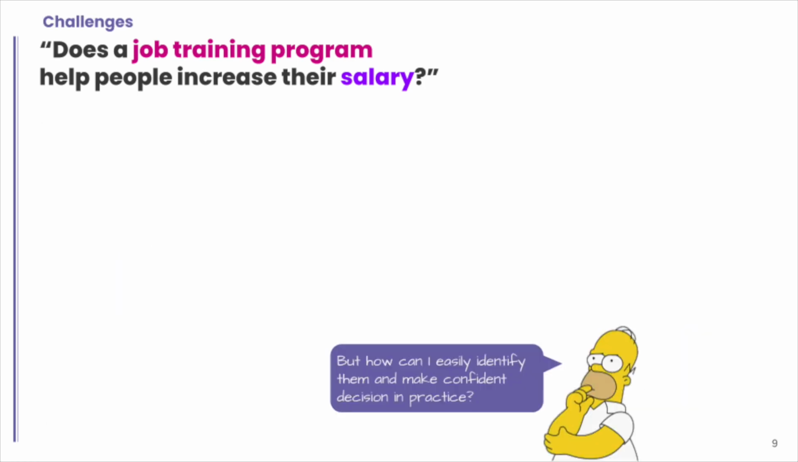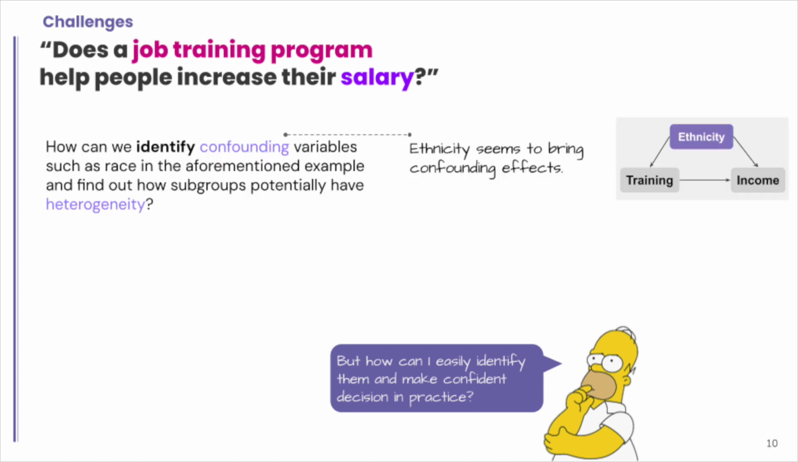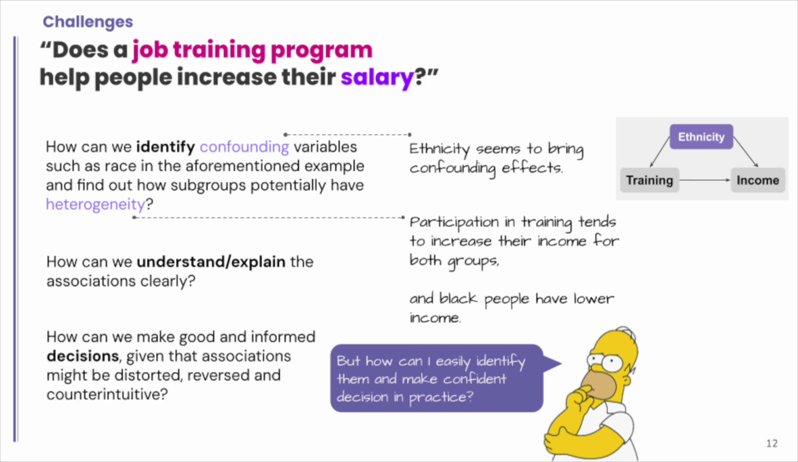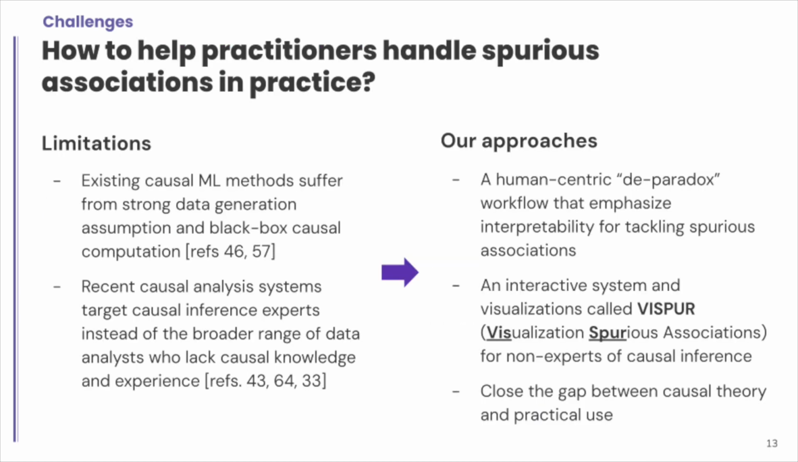Analysts and decision makers might need to be cautious about such potential effects, but how can they make an informed practice? There might be several challenges. How can they identify confounding variables and find out how subgroups potentially have heterogeneity? How can they understand and explain the associations clearly? And finally, how can they make good and informed decisions given that associations might be distorted, reversed, and counterintuitive? Unfortunately, existing tools often require users to have significant knowledge of causal analysis, although practitioners don't necessarily have such knowledge and strong assumptions about the data generation process.